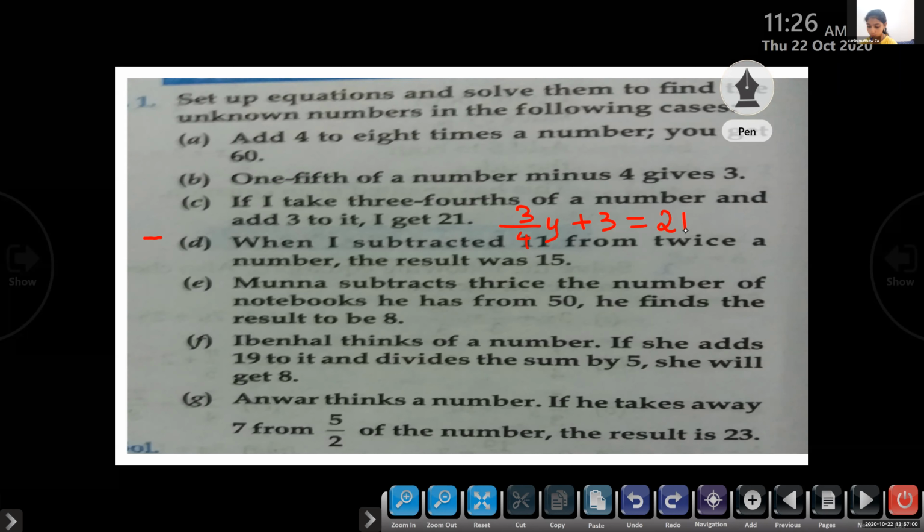24. Got the answer? Good. Yes, ma'am. The answer is 24. Correct answer is 24. Others also try whether you are getting it or not. Ma'am, I got 24. Good. Yes, 24.